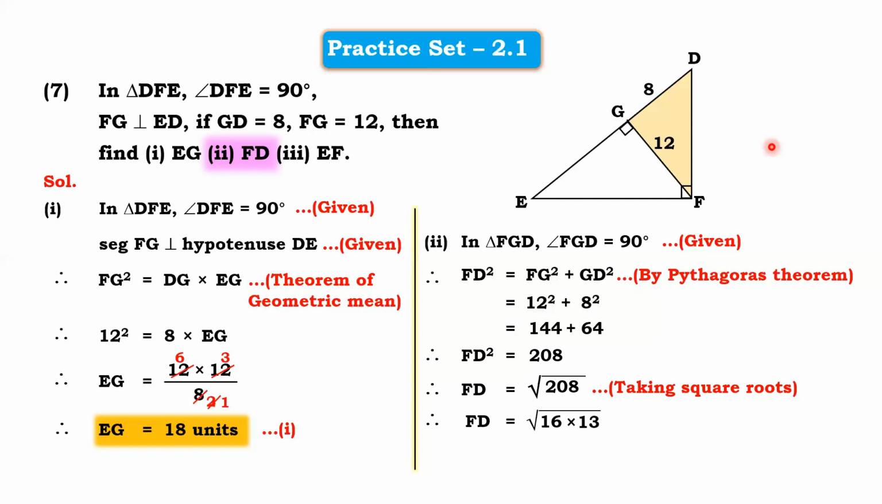Now why have we taken these two factors? Because 16 is a perfect square and 13 is a prime number. You cannot divide it further. So 16 is a perfect square. So 16 and 13 are the two factors for 208.